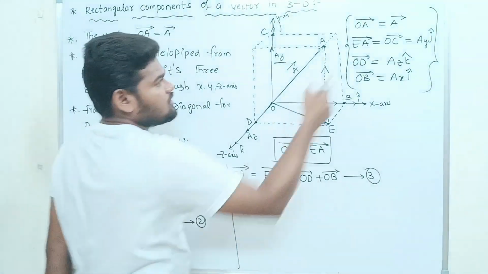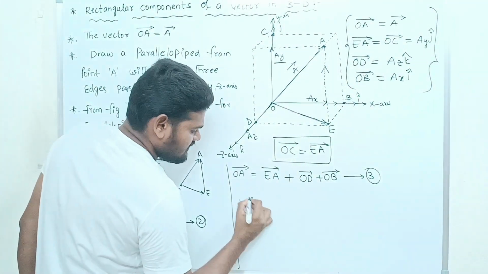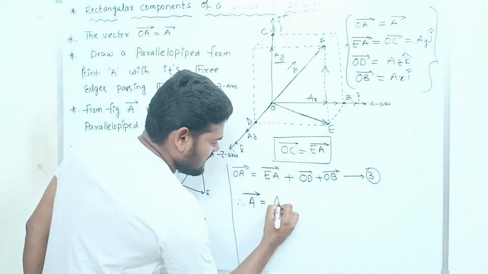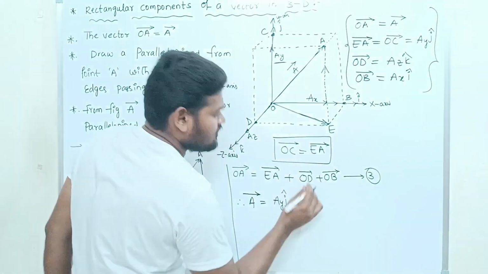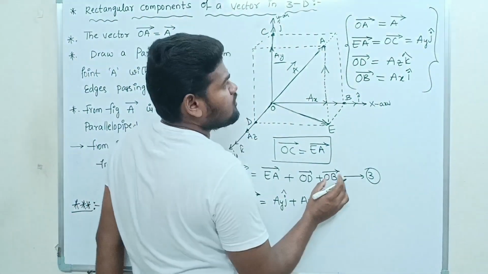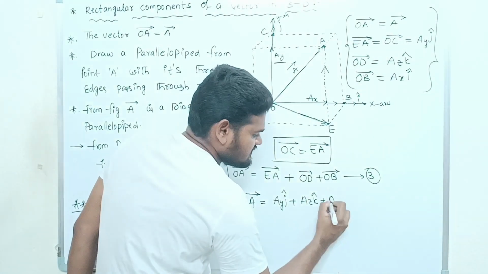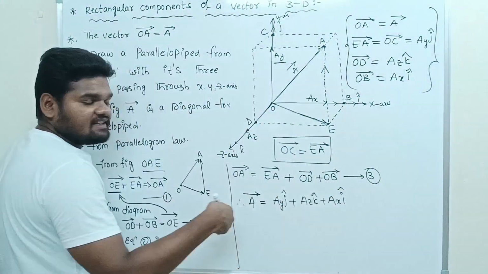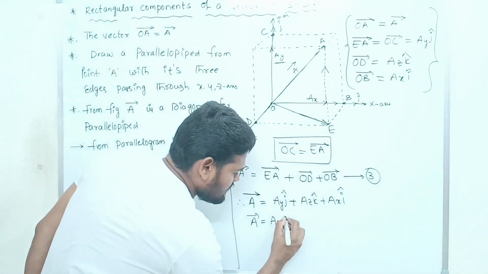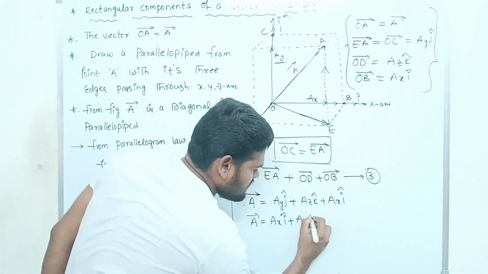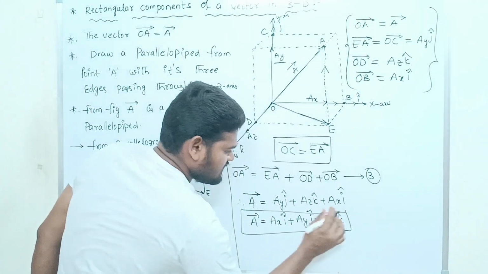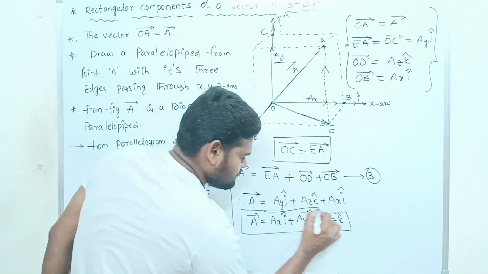Therefore, OA bar is nothing but A bar, that is equal to EA bar, which is AY j cap, plus OD bar, which is AZ k cap, plus OB bar, which is AX i cap. I'm rewriting this equation as A bar is equal to AX i cap plus AY j cap plus AZ k cap.